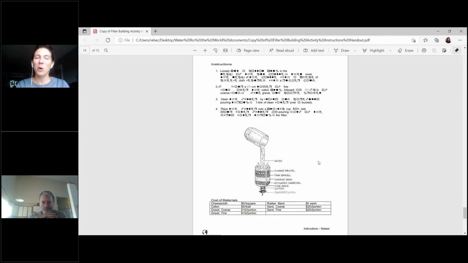Because I was worried that it was going to happen, I threw in a bag of cotton batting that I had sitting out. That's not one of the materials in the original design of the activity, but I thought, oh, that would work in a filter. So I threw it in, and they saw it there and were asking. I was like, no, no, no, that's not part of the store.